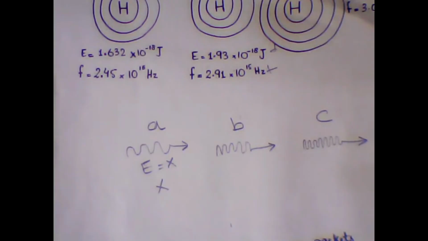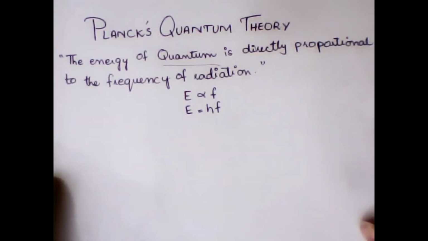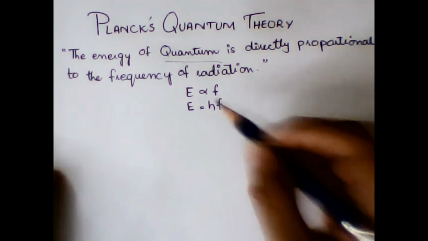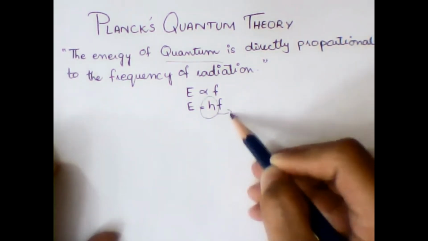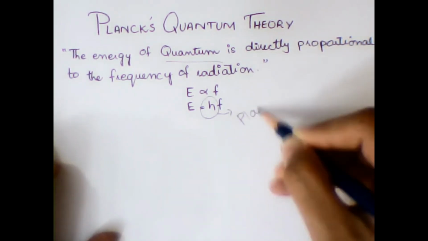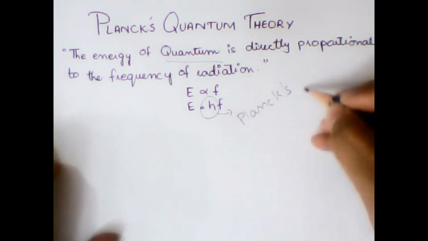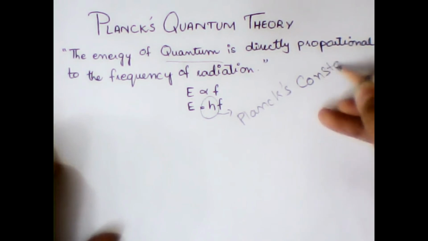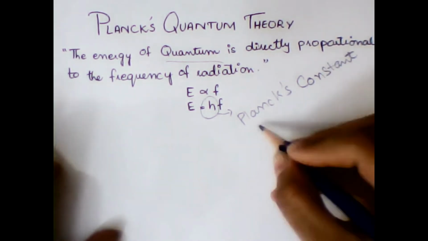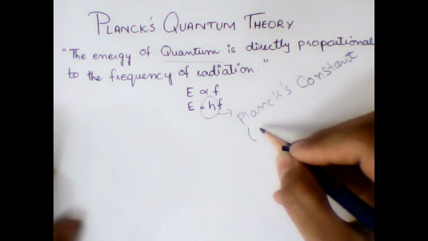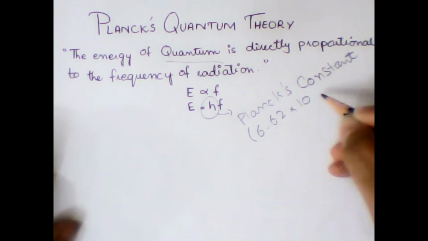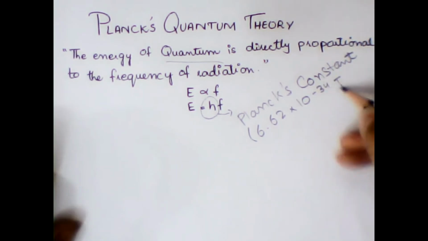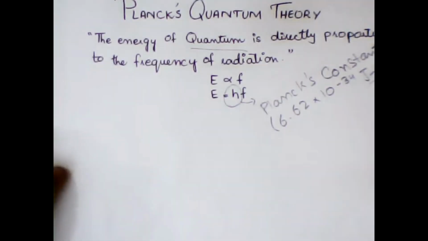The last thing that remains is the units. This is called Planck's constant. It has a fixed value, which is 6.62 × 10^-34 joule-seconds. This is the SI unit. Let's derive the units of Planck's constant over here.